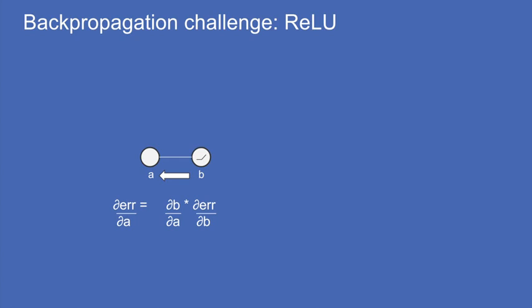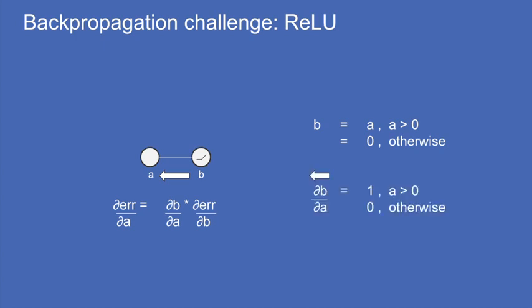Another element that we've used is the rectified linear unit. Again, to figure out how to backpropagate this, we just write out the relation. B is equal to A if A is positive, otherwise it's 0. And piecewise, for each of those, we take the derivative. So dB/dA is either 1 if A is positive or 0.